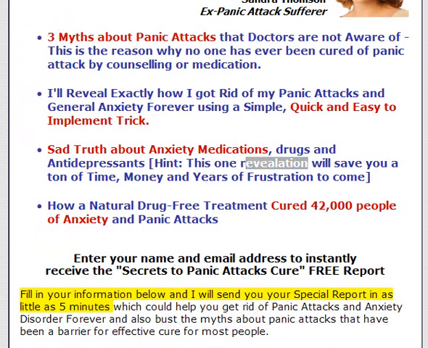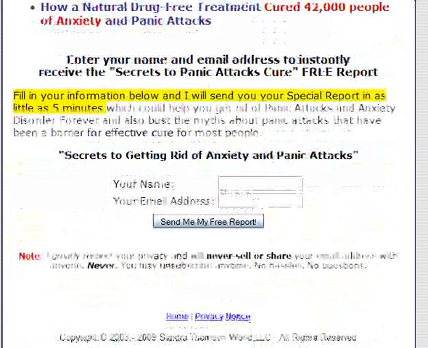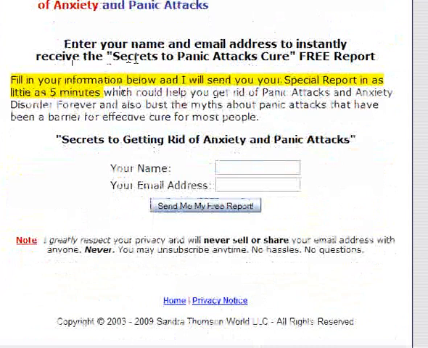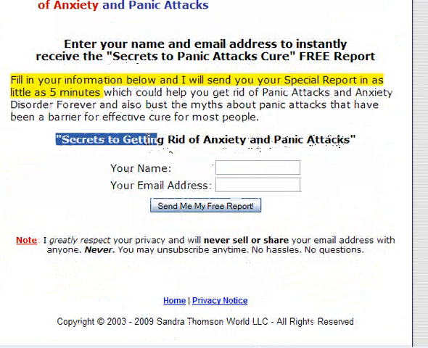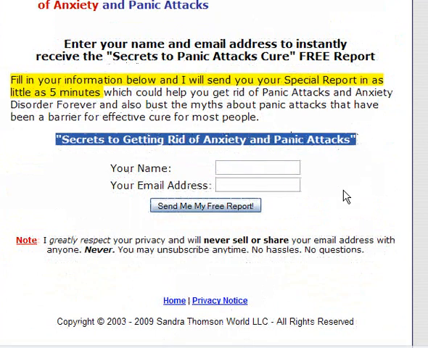And then you have the opt-in page further down. "Secrets to getting rid of anxiety and panic attack." I'm not sure this fits in here at this point. Here you should be saying fill in your information. You should go directly from that to filling in the information, so it's obvious to the person that the information needs to be filled in.